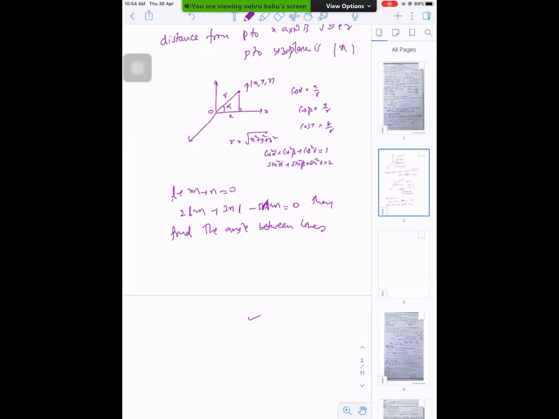Remember or forgot? So here indirectly 3 clues are there. We're looking at 2 equations, but we have 3 clues. One is L plus M plus N is 0. One is this 2LM, 3NL minus 5LM is 0. And one more thing is L square plus M square plus N square equal to 1. By using these three things, we can find L, M, N here.